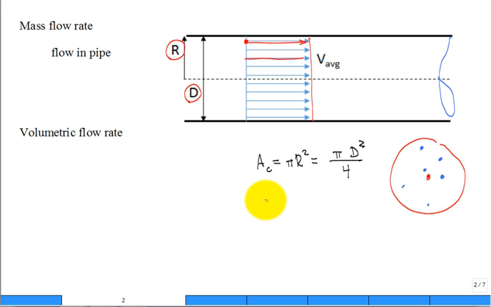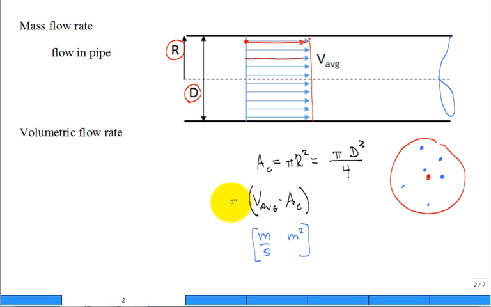And if you then multiply the average velocity times the cross-sectional area, just look at the SI units for a minute. This one has units meters per second. This has units meters squared. What do the SI units come out to be? Meter cubed, volume per second. That's a volumetric flow rate.